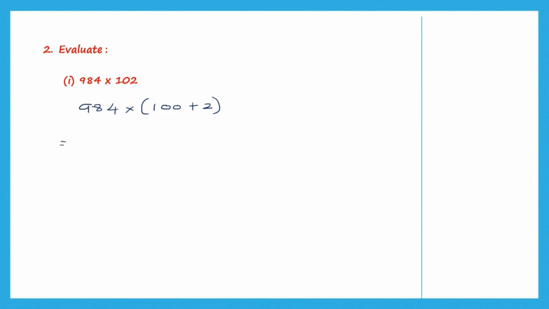So that will be equal to 984 into 100 plus 984 into 2. So this makes it easier, isn't it? Because 984 into 100, you just have to write 984 and add the 2 zeros. That becomes 98,400 plus. Now we just have to multiply 984 into 2.